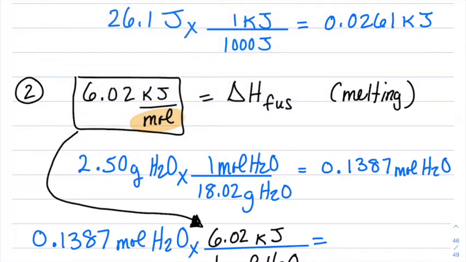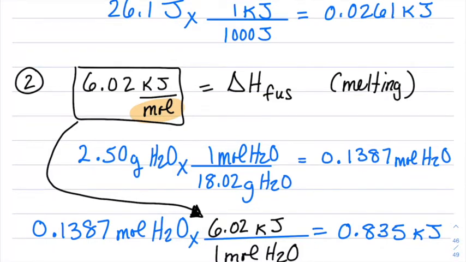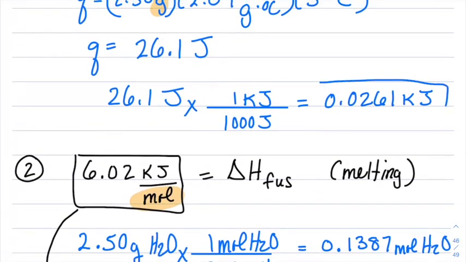So let's go ahead and calculate this. We have our moles. Now I'm going to multiply it by 6.02. And it looks like we have 0.835 in kilojoules like so. So any questions on how we found our kilojoules here for step 2? And here are kilojoules from step 1.